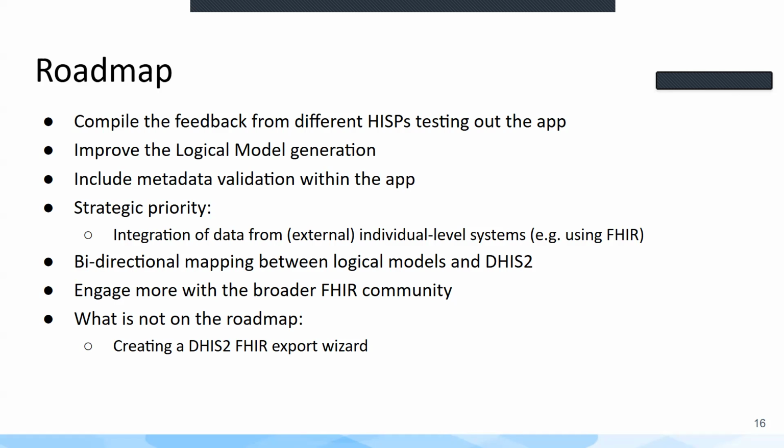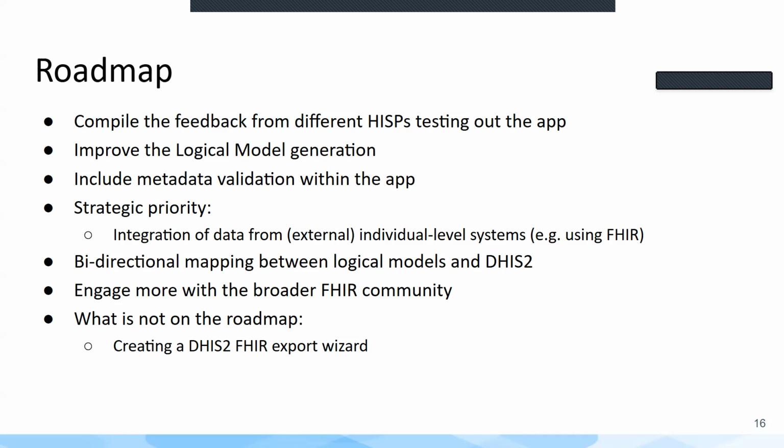And one of the strategic priorities as well is integration of data from external individual level systems using FHIR. So we need to support this. Also, bidirectional mapping between logical models and DHIS2, and engage more with the broader FHIR community as well, I think would be really helpful, just to get some feedback if this is the right approach, if it's feasible, or if we should focus on anything else.